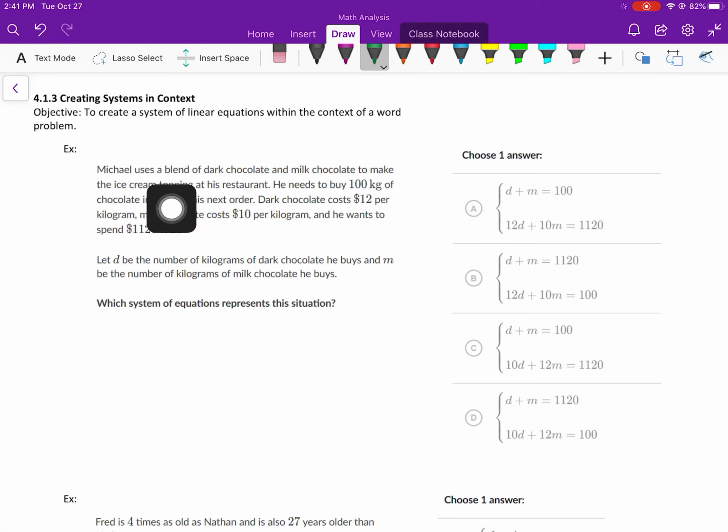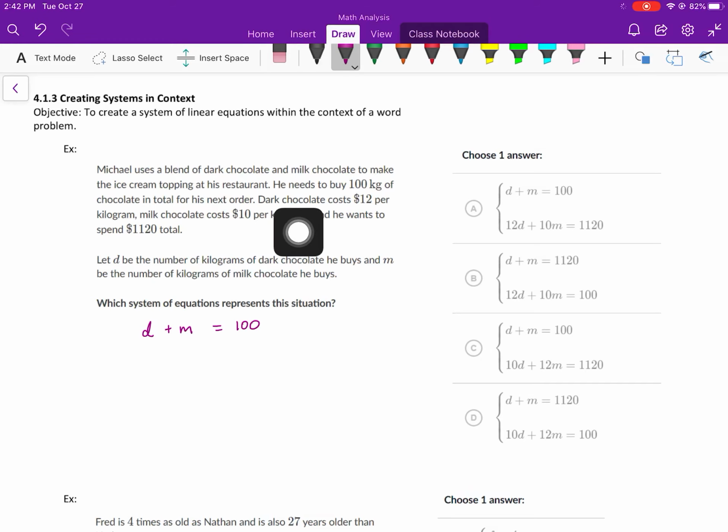So Michael uses a blend of dark chocolate and milk chocolate to make the ice cream topping at his restaurant. He needs to buy 100 kilograms of chocolate in total for his next order. So what does that tell me? We don't know how much dark chocolate he's going to buy. Call it D. Plus, however, milk chocolate. We just know that if you were to add the two up, it would be 100 kilograms. So that's one of our equations.